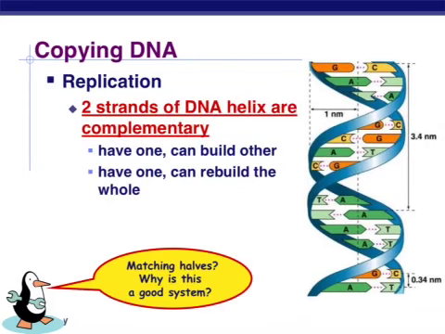Okay, so when DNA gets copied, the process is called DNA replication, and we're going to form two strands of the DNA double helix that are going to be complementary to one another. So if you have one, you can build another one from it, or if you have one, you can rebuild the entire thing from it. This is why it's so important that we have these matching halves, that C only aligns with G, and that A only aligns with T in DNA. It's a real good, almost foolproof system where we can always remake the DNA that we need.